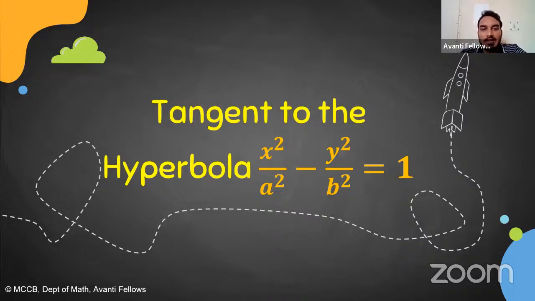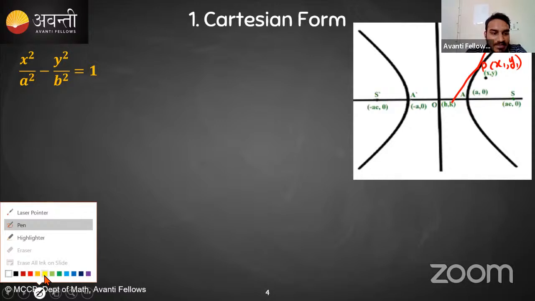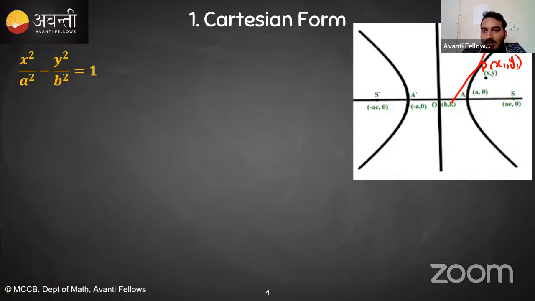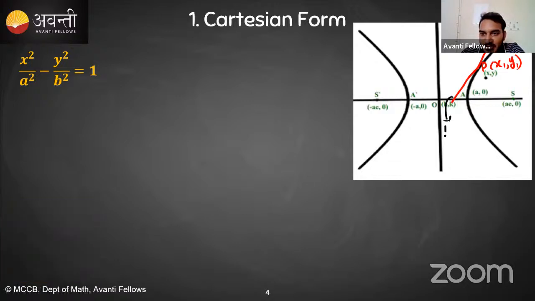First of all, tangent to the hyperbola x square by a square minus y square by b square equal to 1. First is the Cartesian form. What is the Cartesian form? Cartesian form means x1 comma y1 is a point which is lying on the curve, on the hyperbola. Then to find the equation of tangent at point P, this is nothing but tangent at point P, right? Point is lying on the curve.